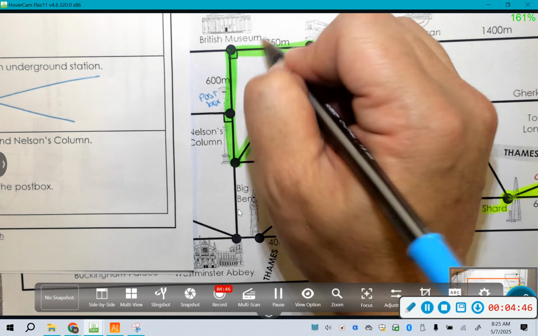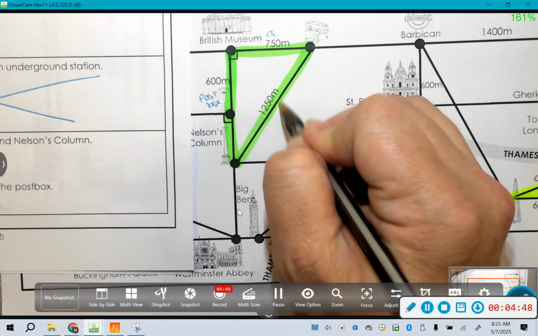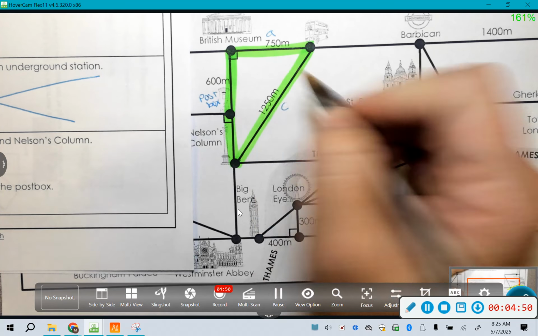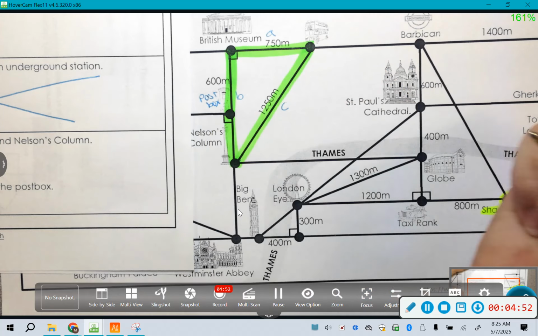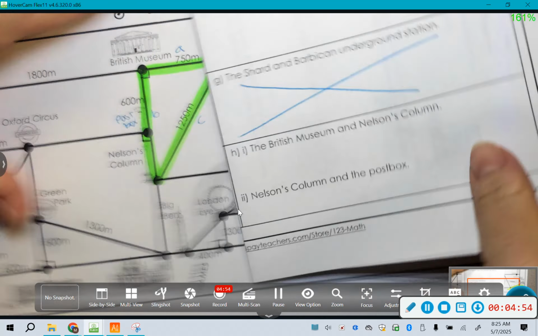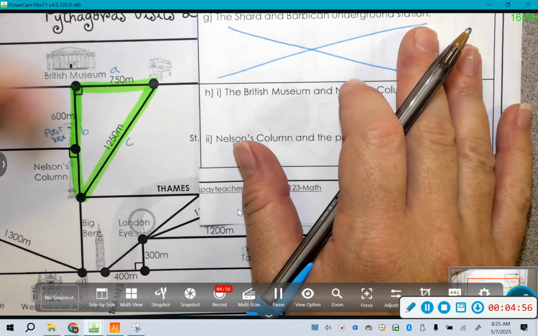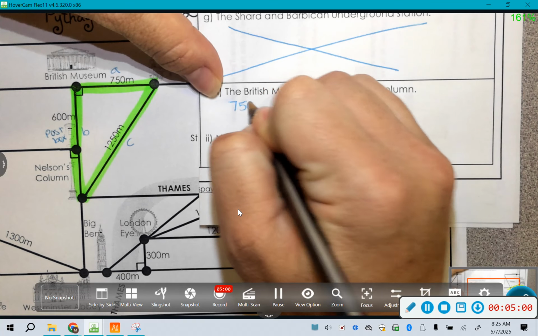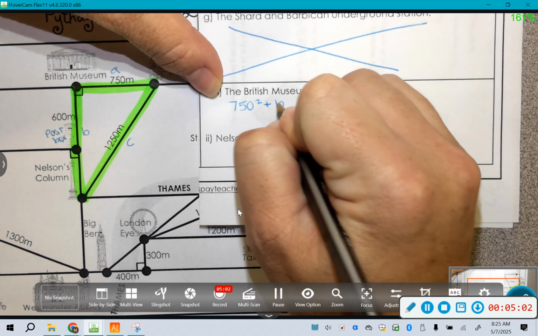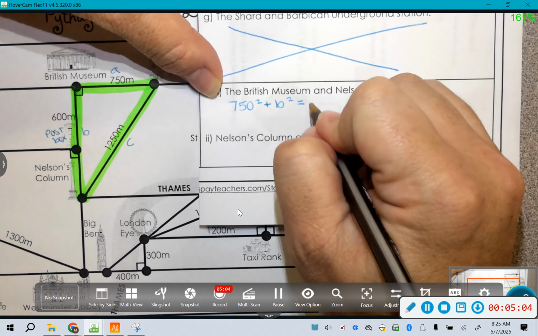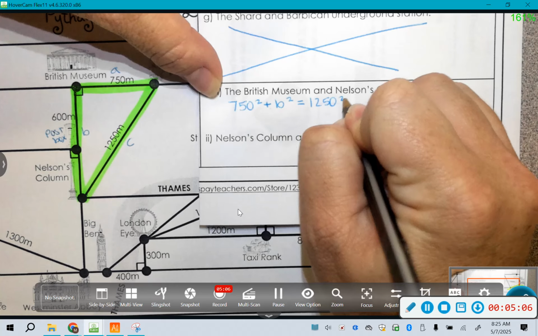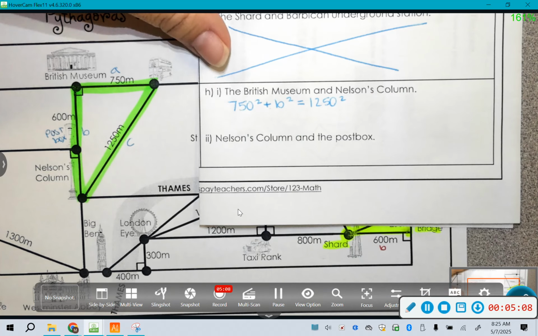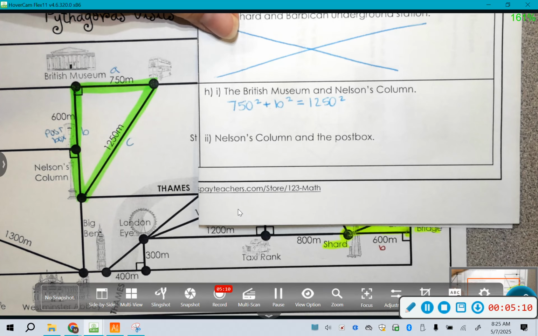So I can label this as my A. What's this side? C. So we're looking for B. So knowing that, I know A squared is 750 squared, plus we don't know b squared equals c squared, which is 1250 squared. Everybody okay with that?